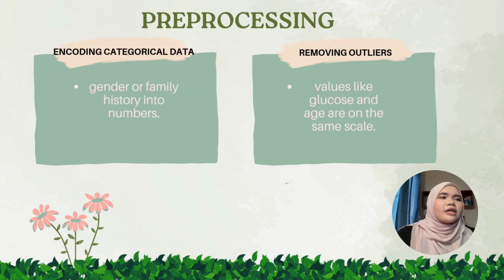Next, encoding categorical variables. If our dataset contains non-numeric values like gender or family history, we must convert them into numbers using techniques like one-hot encoding. Models cannot process text or labels unless we translate them into numerical form.